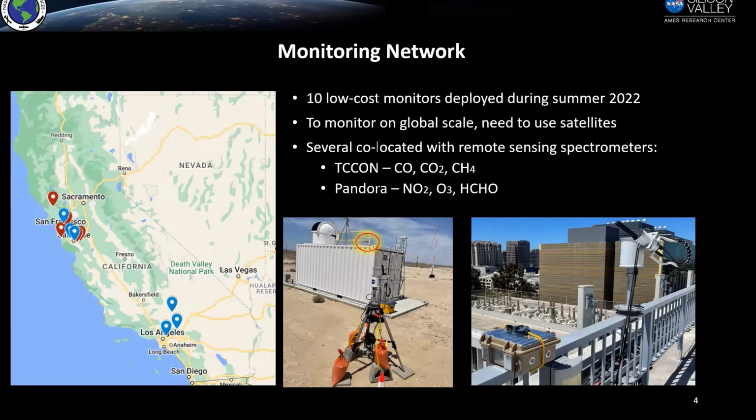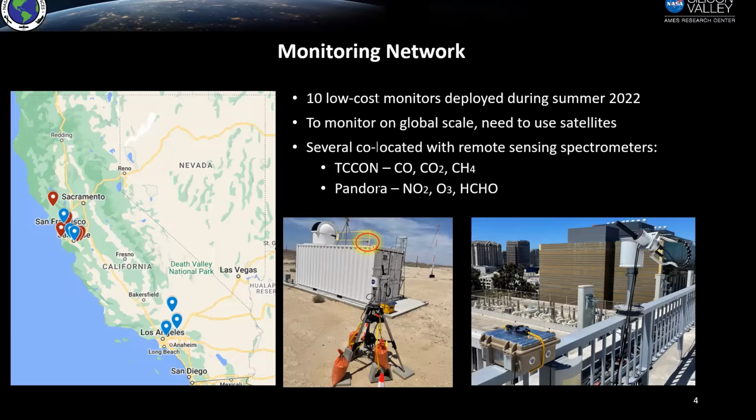So the TCON measures for CO, CO2, and methane. So we're able to do some comparisons there against our INSTEP monitors. And then the Pandora, which is shown again in the foreground of this picture in the middle, and then on the right of this picture, that is all the way on the right next to our INSTEP monitor. The overlap that we have in pollutants there is NO2, ozone, and formaldehyde.